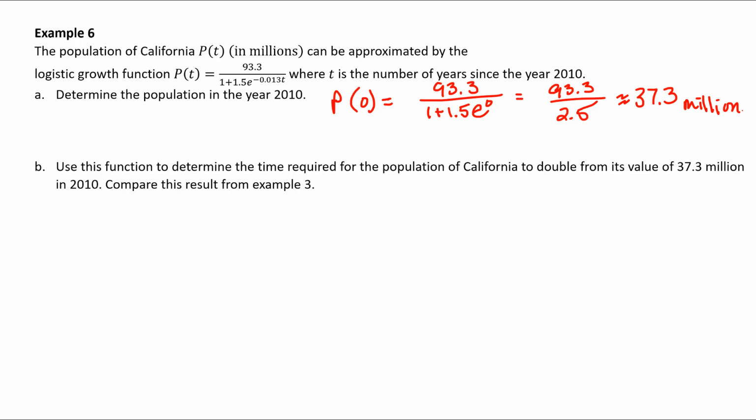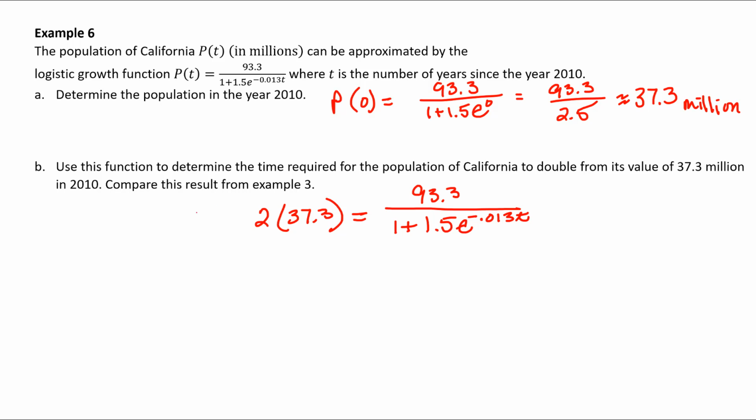So use this function to determine the time required for the population of California to double from its value of 37.3 million in 2010. And then we're just going to compare the result to example 3. So for it to double, it would need to become 2 times 37.3. And for this function, we have 93.3 in the numerator, and in the denominator, we have 1 plus 1.5 e to the negative 0.013 t. And so now we just need to solve for t.